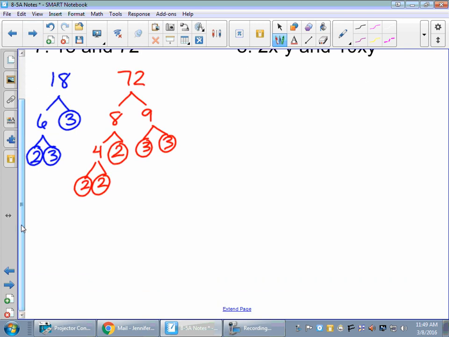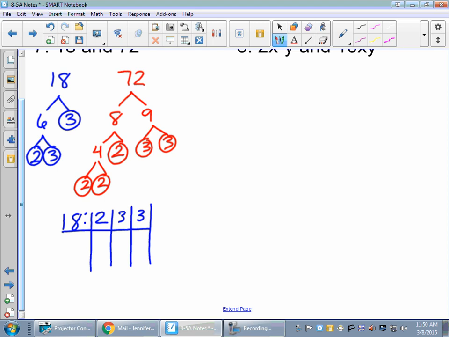The easiest way to see who's in common is you take all of this information and you put it in a chart. So 18 is really the number 2 times 3 times 3. Now what I did is I made little columns. There's a 2 column, there's a 3 column, and there's another 3 column. If it's the same number, you can't put 2 3's in the same column. So this is 18. It created those columns.